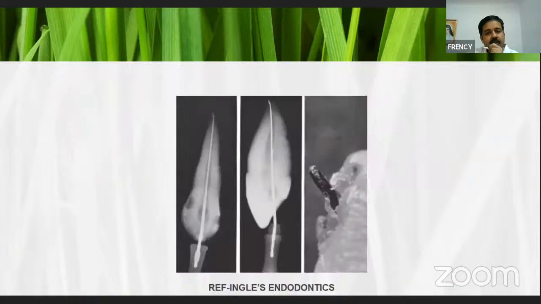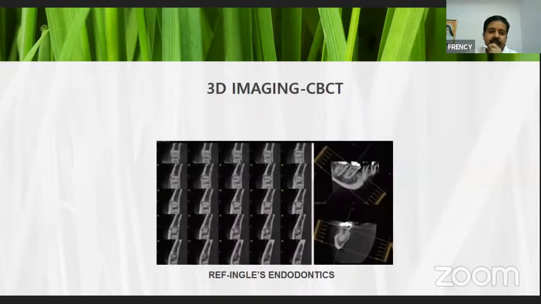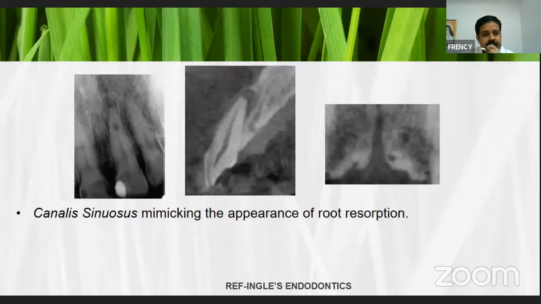Then always have this picture in your mind, because the radiographic apex and actual apex may be different. Many times the canal may exit sideways, so the radiographic apex is not the anatomical apex. In some difficult cases, you can go for CBCT or 3D imaging. Here also you can see in the first picture, it is mimicking an internal resorption. In such cases, first you have to take a normal radiograph with a shift. If it is an internal resorption, it won't shift.